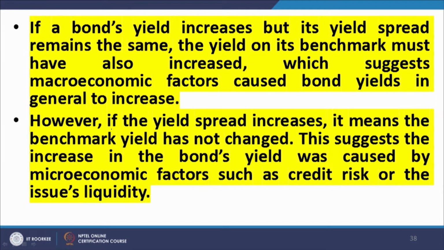Let me repeat once more, this is very important. If there is an increase in the yield in our instrument, in our corporate bond, let us say from 6.25% to 6.50%, there could be two situations. Number one, the yield spread remains the same. If the yield spread remains the same, that means the benchmark yield has also increased. If the benchmark yield has increased, it is due to macroeconomic factors. On the other hand, if the benchmark yield remains the same, that is the yield spread has increased, benchmark yield has not changed, that means the change is due to change in factors which are intrinsic or internal to our corporate bond.